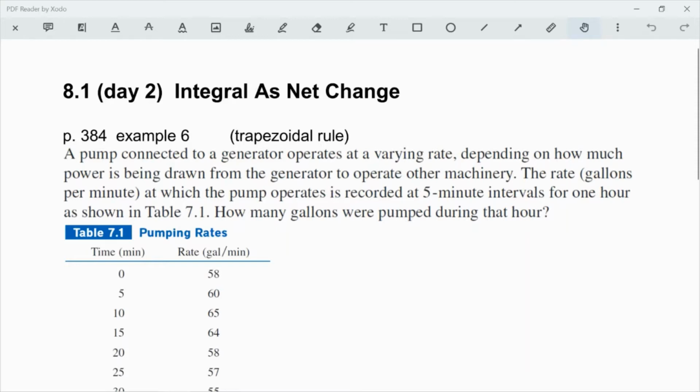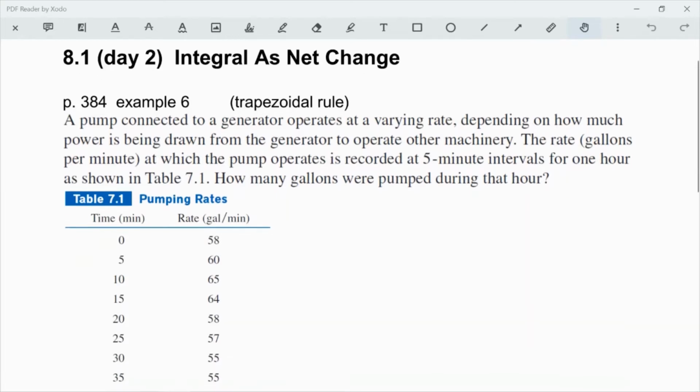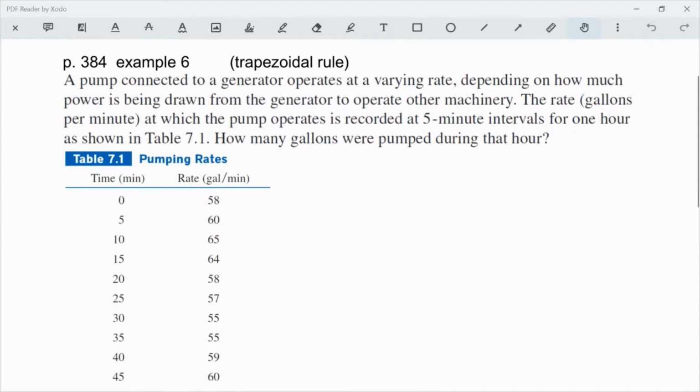So this is actually from your textbook, and same idea as what we were doing before. We're looking at a rate function and we're trying to integrate our rate function. But this time, since we don't have the function, we just have values for the rate function, we're going to have to do an approximation method.